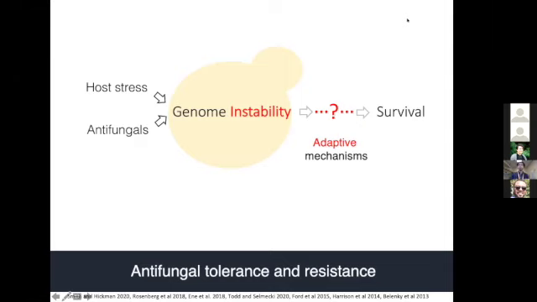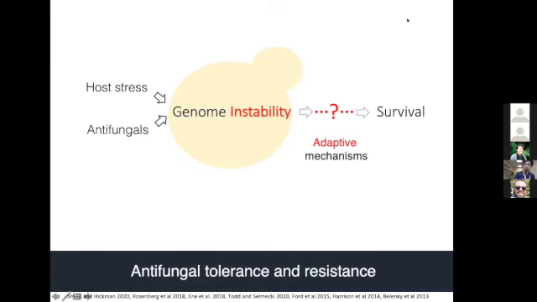But how does this happen? Think about a mutation: mostly it causes the cell a detrimental effect, okay? It has a fitness trade-off. But how come a mutation, or a large mutation, can give them advantages to survive under antifungal drug?